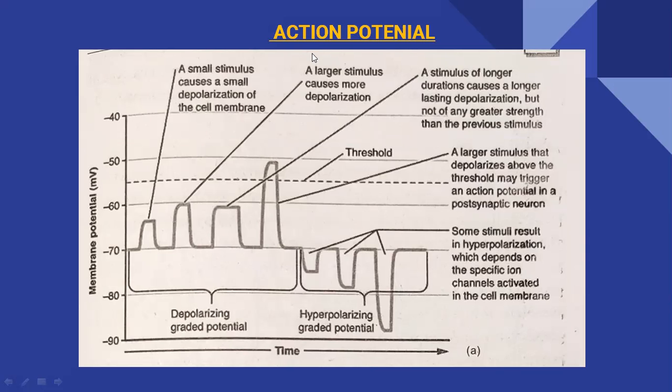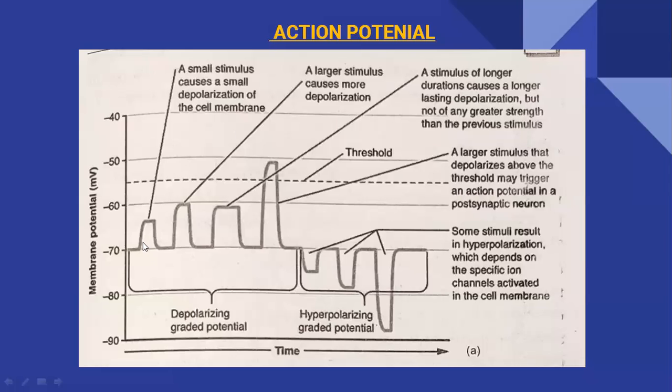So here, not all stimuli are enough to generate action potential. We call it action potential when the plus 30 millivolt condition is there inside the neuron. Only when the potential in the cytoplasm of the neuron reaches plus 30 millivolts do we call it action potential. But not all stimuli have enough strength to generate that plus 30 millivolt action potential inside the neuron.